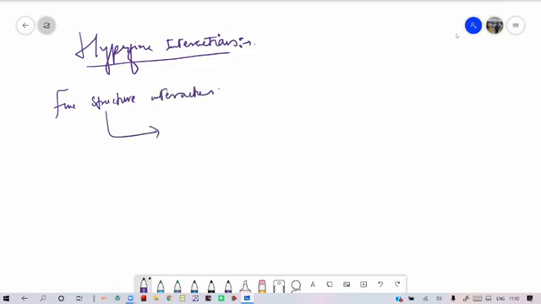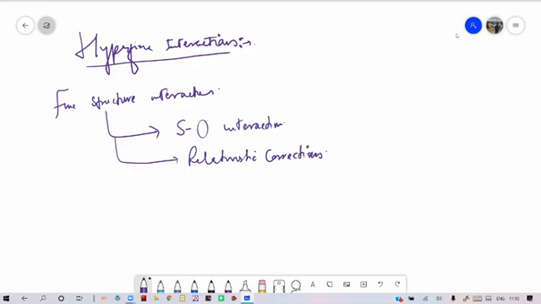in which we derived expressions for spin orbit interaction and relativistic corrections. These both contribute to the fine structure corrections, and these were a sort of perturbation in the case of atomic structure and in the case of atomic spectra.